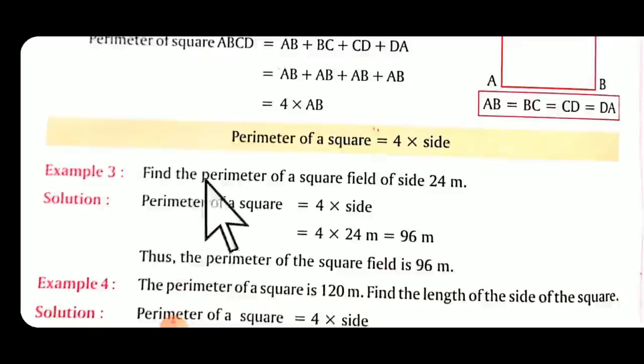Example number 3. Find the perimeter of a square field of side 24 centimeter. That means one side is 24 centimeter and a square has 4 sides. So, that we are going to multiply. Perimeter of a square formula is equal to 4 into sides. 4 are the sides and one side is 24. If you multiply, you will get 96 meter.